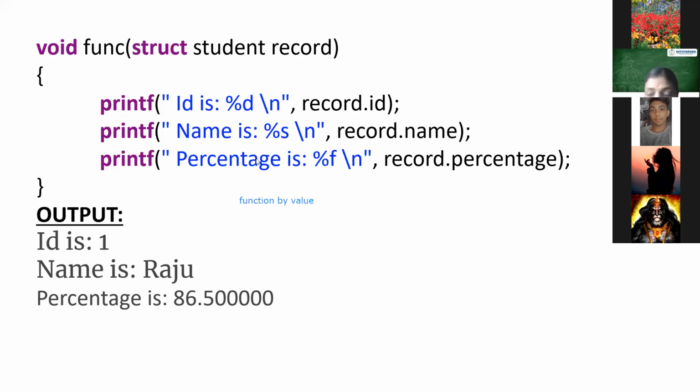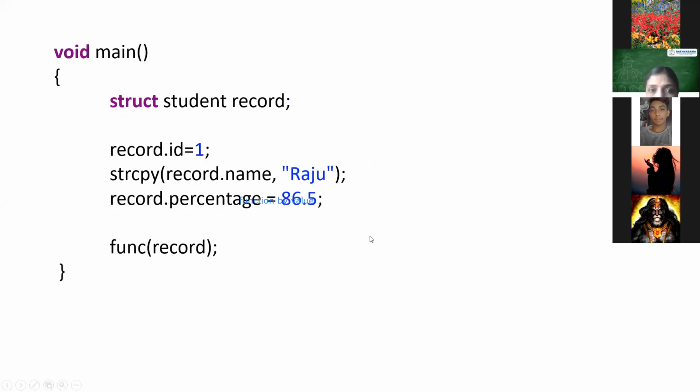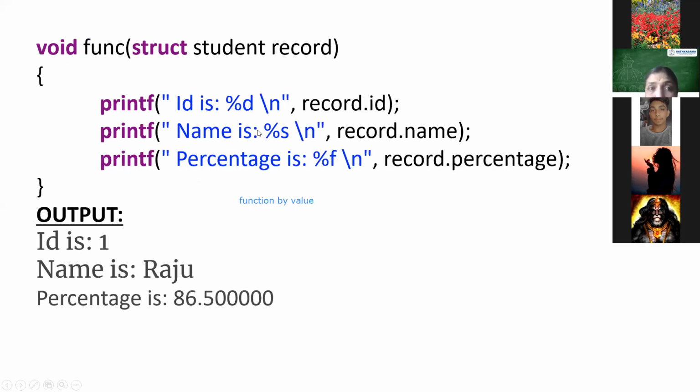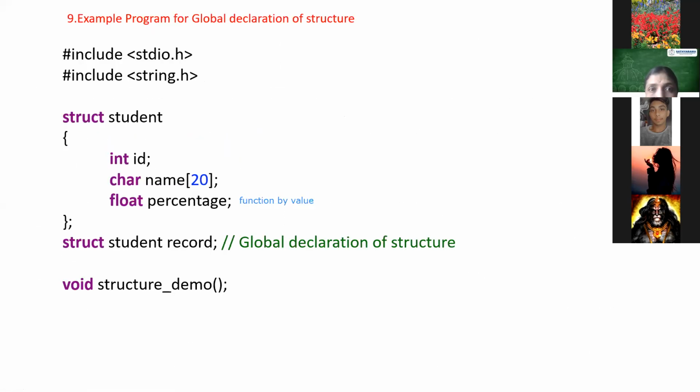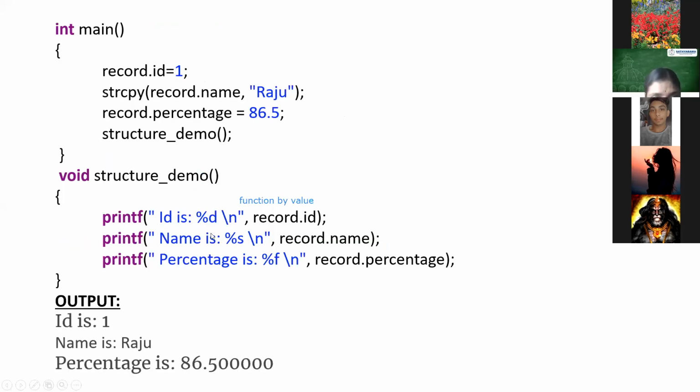So here, where you are declaring the structure, struct student record, inside the main function, inside the main program, you declare it locally. But in the case of a global declaration, instead of declaring inside the main function, we declare it outside. But we have made struct student record available globally. It is not locally available to that program. It is made globally available, right?